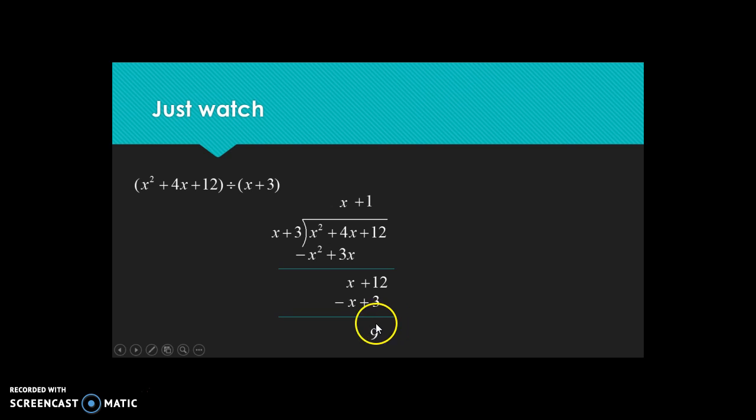Now, we're down to a constant. Okay? So we're going to write our answer, our quotient, plus the remainder divided by the divisor. Okay, just like you did back in the day in elementary school, 3 3/4, right? You would kind of go with your answer plus your remainder over your divisor. So that looks like this. X plus 1 plus 9 over x plus 3.